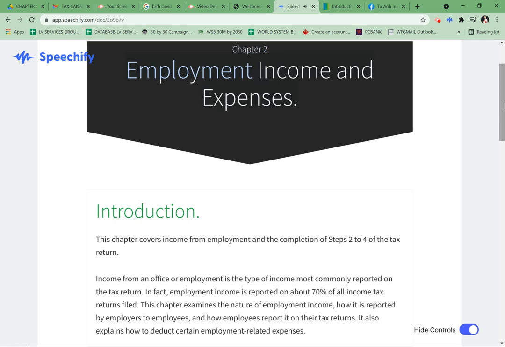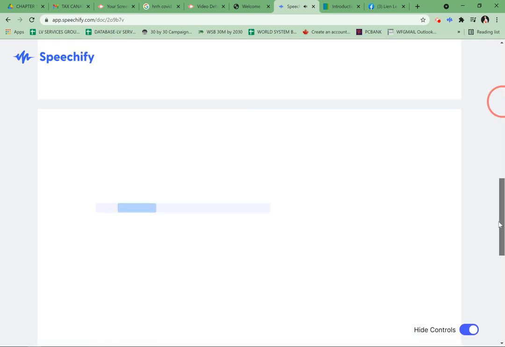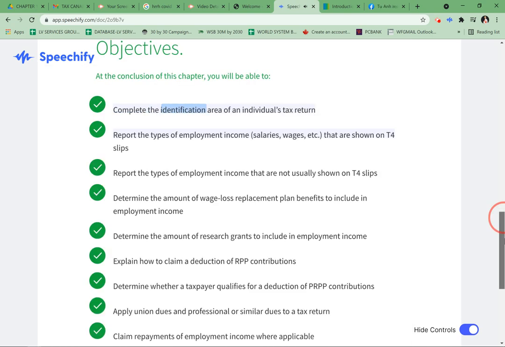Chapter 2. Employment income and expenses. Objectives. At the conclusion of this chapter, you will be able to complete the identification area of an individual's tax return, report the types of employment income, salaries, wages, etc. that are shown on T4 slips.